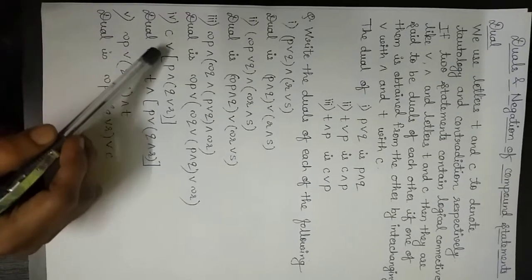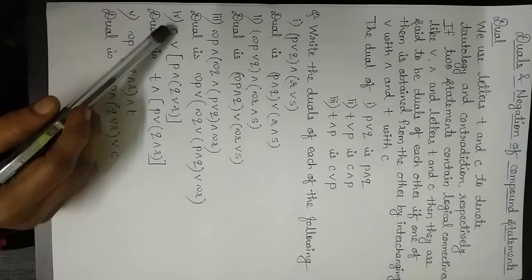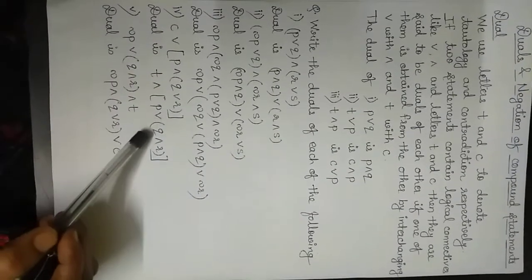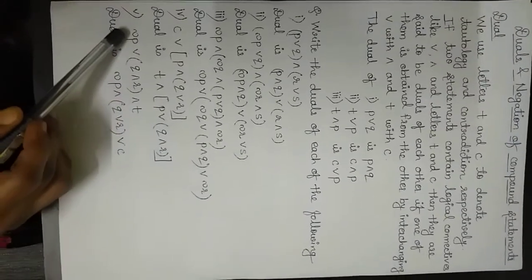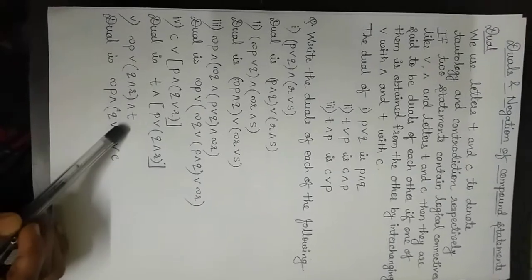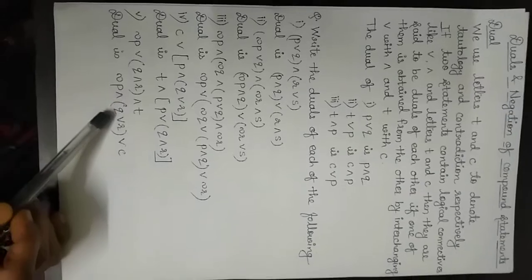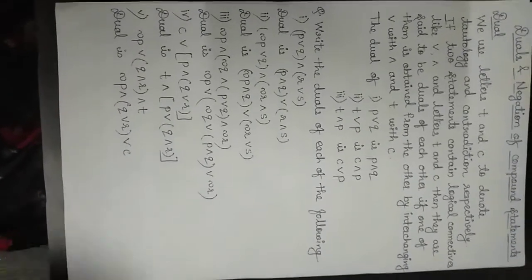Fourth one, C or P and Q or R. So this C will become T and P or Q and R. One more question. Negation of P or Q and R and T. Now dual will be negation of P and Q or R or C.